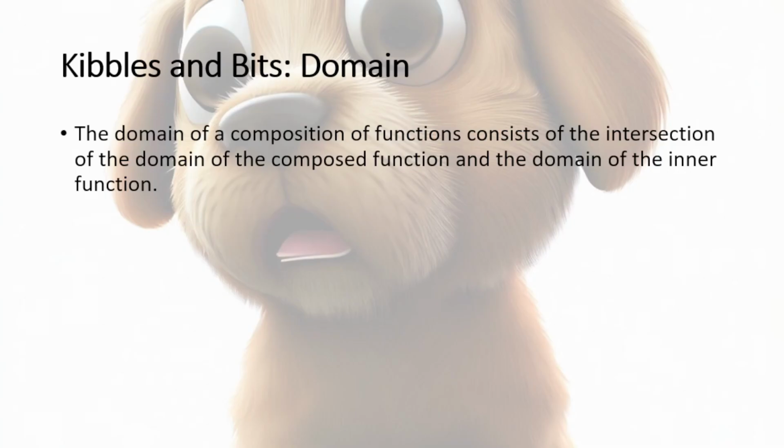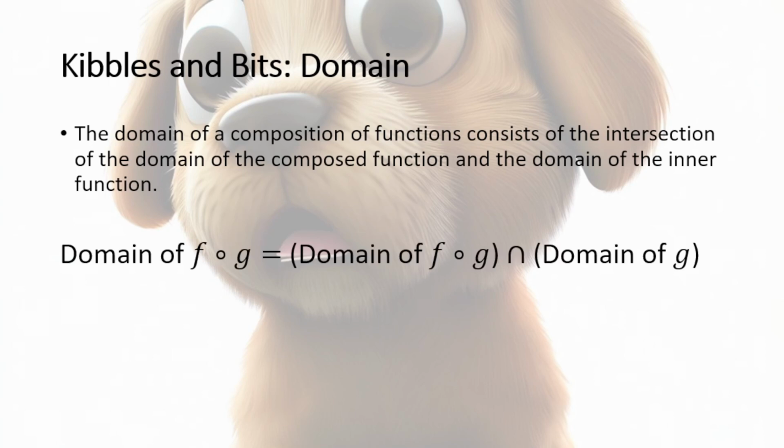So the domain of a composition of functions will consist of the intersection of the domain of the composed function and the domain of the inner function. The domain of f composite g equals the domain of f composite g with the intersection of the domain of g, or the domain of the inner function.